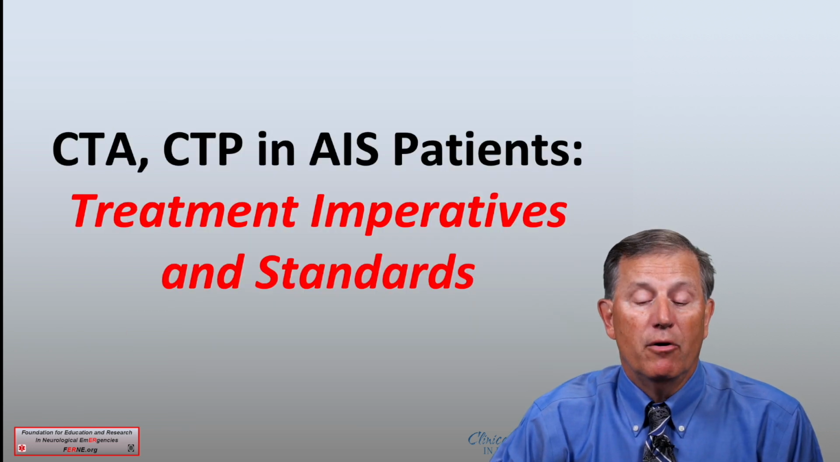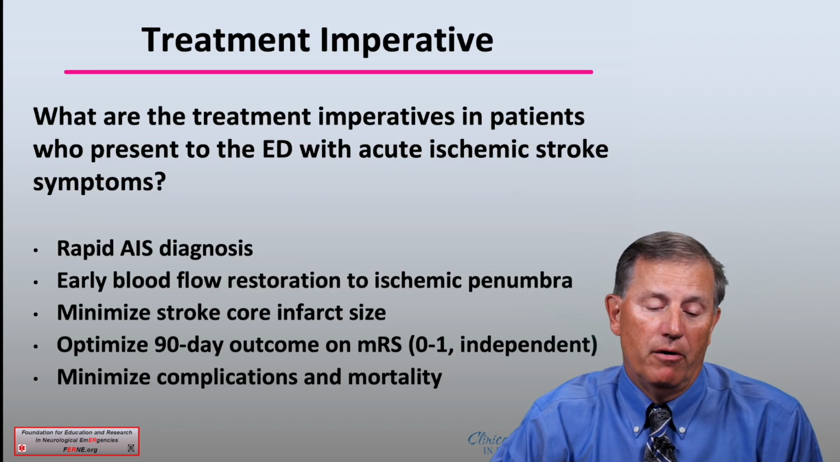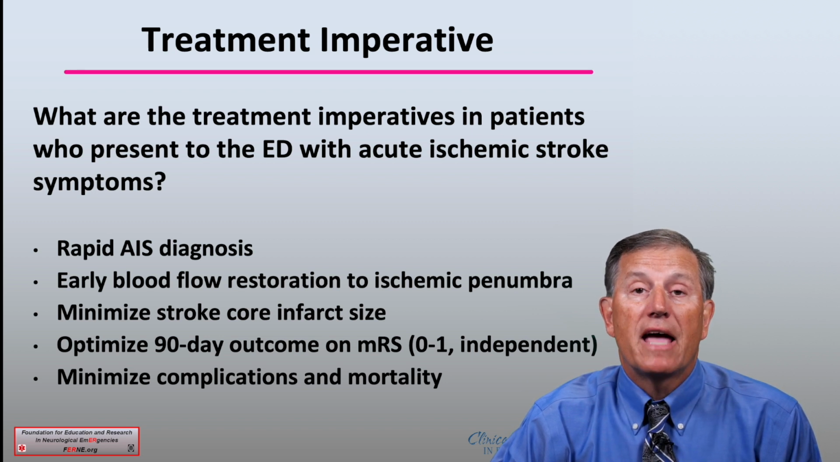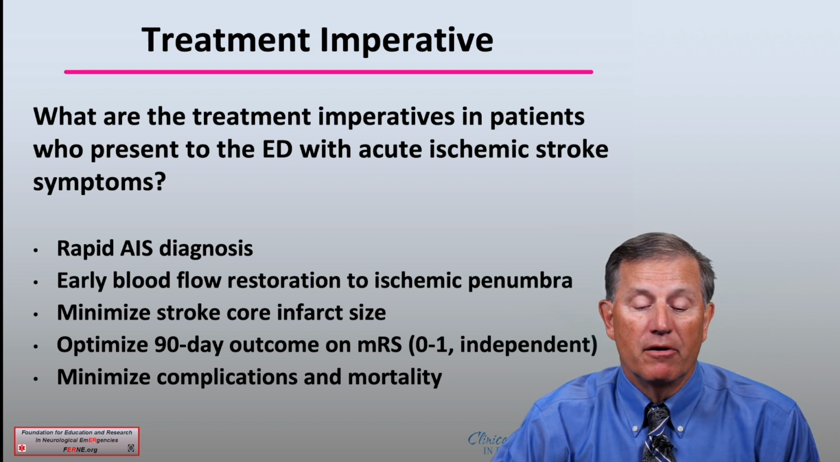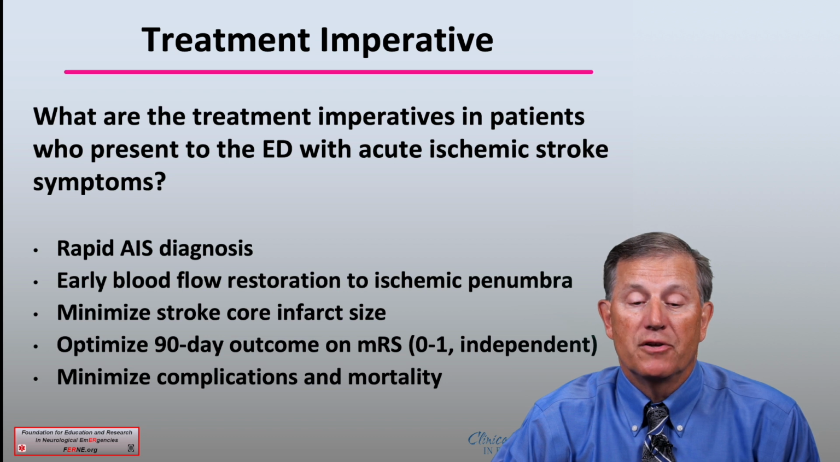So what are our treatment imperatives and standards when utilizing CT testing in stroke patients? We'd like to rapidly diagnose acute ischemic stroke. We'd like to establish early blood flow restoration to the ischemic penumbra, that area that will benefit from restored circulation. We'd like to minimize the size of the stroke core infarct. We'd like to optimize our 90-day outcome on modified Rankin scale, that is patients with either 0 or 1 who are independent, and we'd like to minimize complications, morbidity, and mortality related to the stroke.